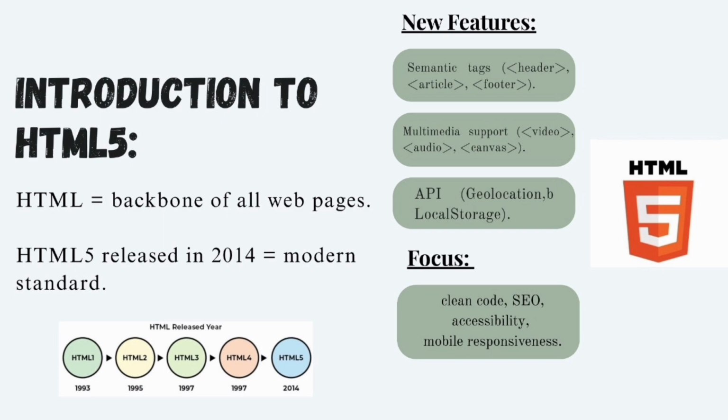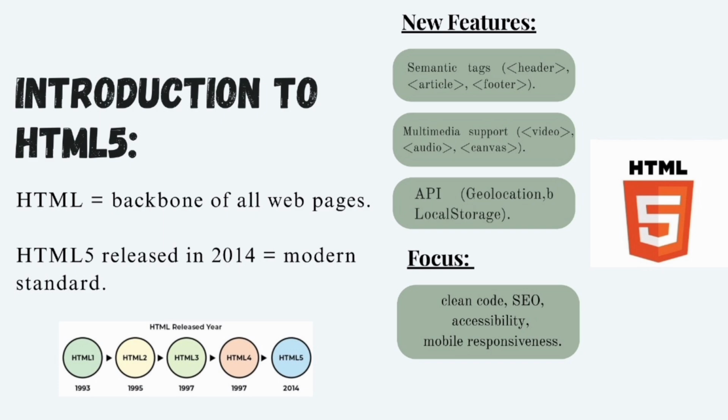First and foremost, the new features included the very core of our topic: semantic tags like header, article, and footer. These weren't just new boxes, they were new, meaningful labels. Second, it added robust multimedia support with native tags like video, audio, and the powerful drawing surface, Canvas. This freed us from relying on third party plugins like Flash.